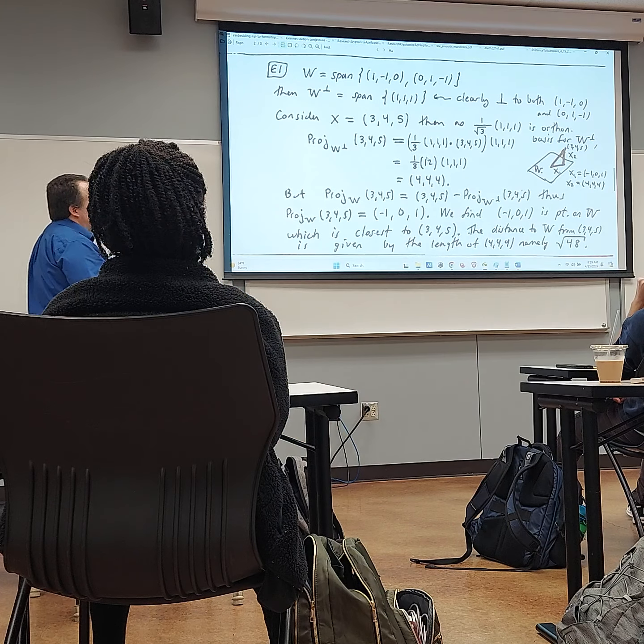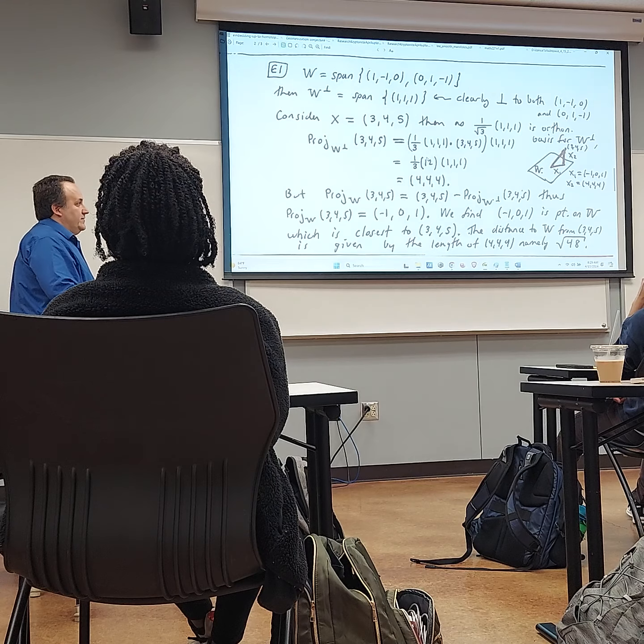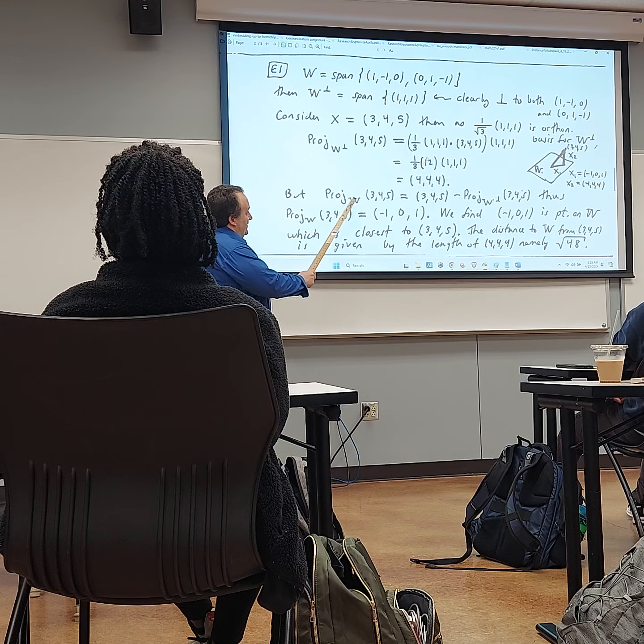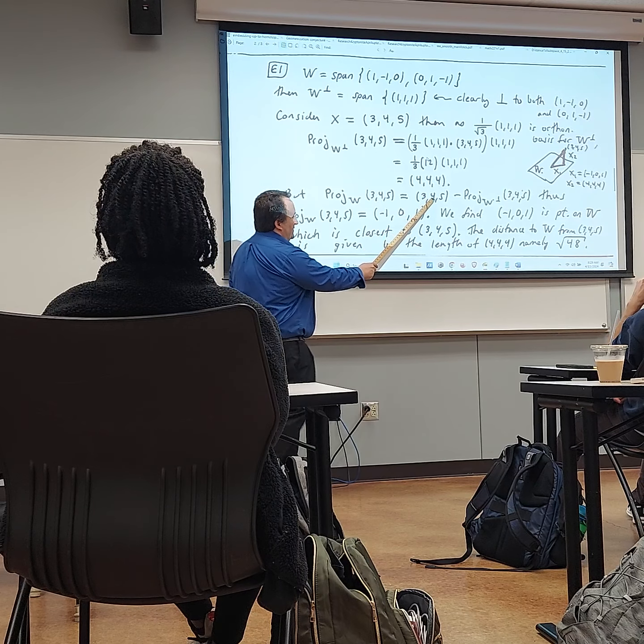So then I take the dot product of this with the vector, times the vector. I pull out 1 over 3, 1 over 3, giving 1/3, and apparently 4, 4, 4 is the projection of 3, 4, 5 onto W perp. Then by the complementary, the projection onto W is simply this minus that.